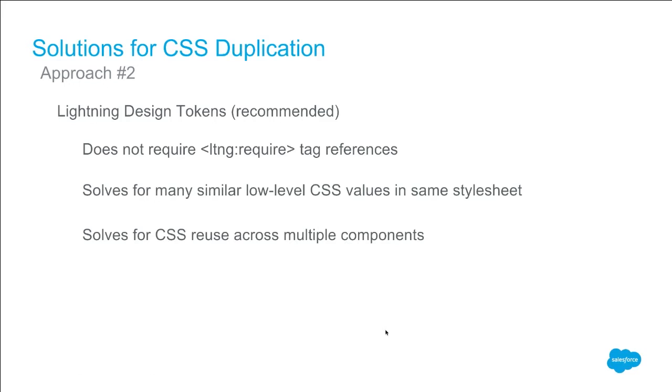But thankfully, the star of today's session, Lightning Design Tokens. There is a better way. Lightning Design Tokens do not require any lightning require tag references. They're not necessary to use Lightning Design Tokens. It solves for many similar or identical low-level CSS values in the same style sheet. It also solves for CSS reuse not only across multiple components, but across multiple apps in your component library, which we'll see in the demo in just a little bit.